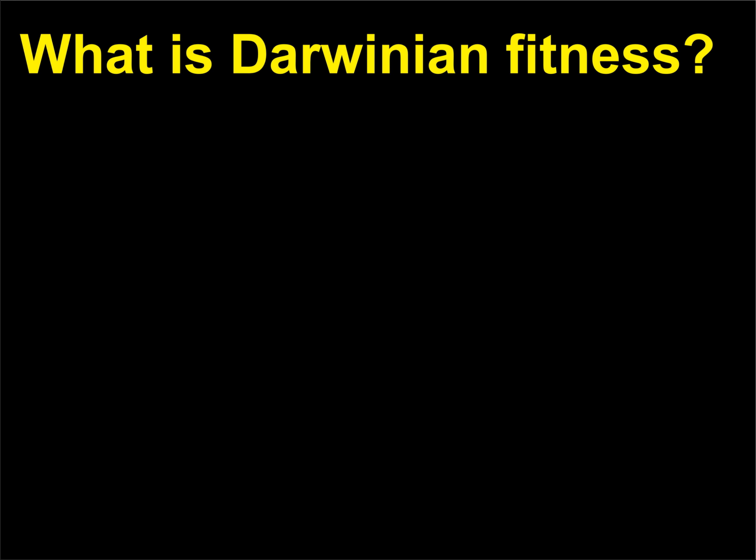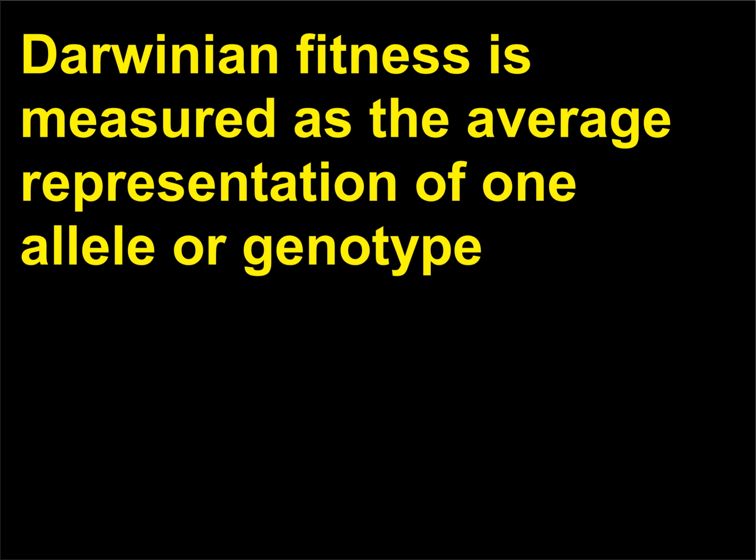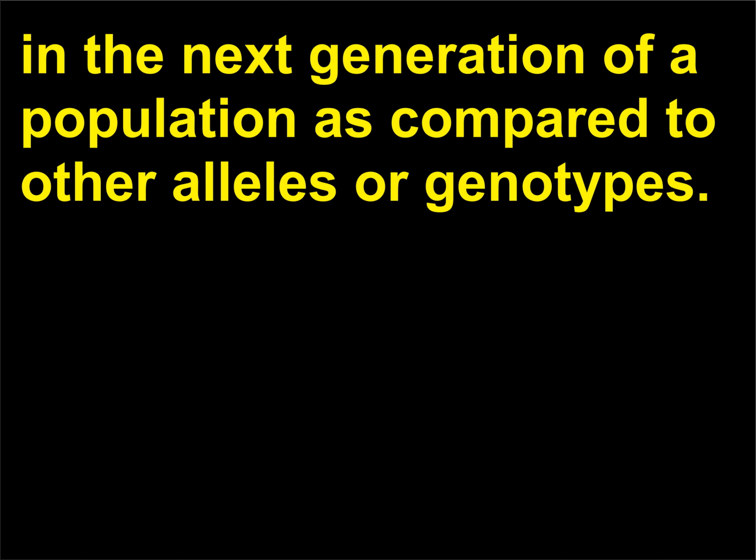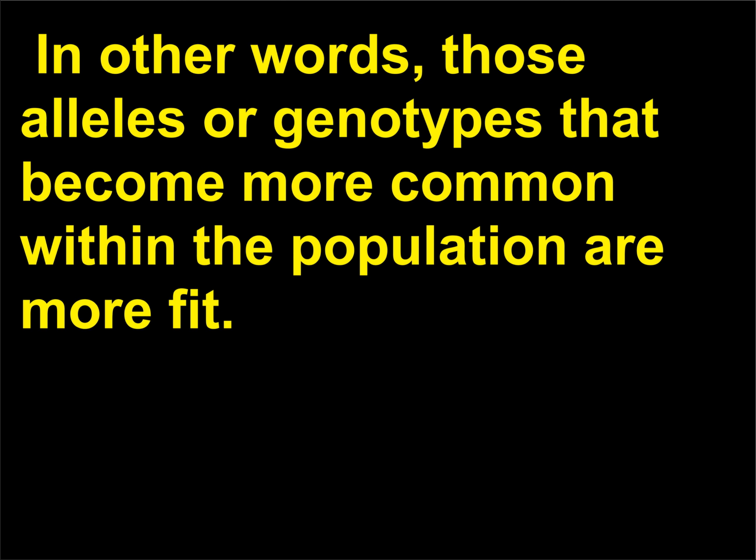What is Darwinian fitness? Darwinian fitness is measured as the average representation of one allele or genotype in the next generation of a population as compared to other alleles or genotypes. In other words, those alleles or genotypes that become more common within the population are more fit.